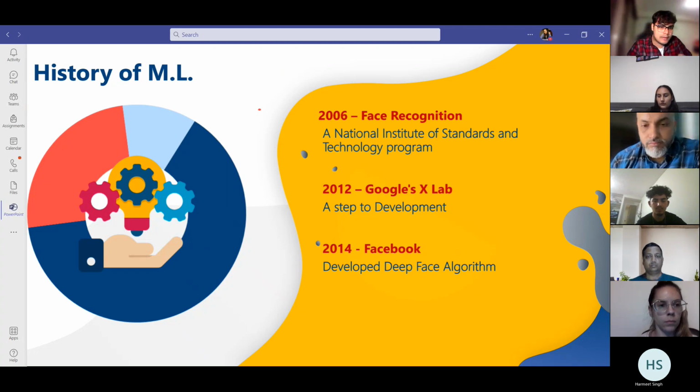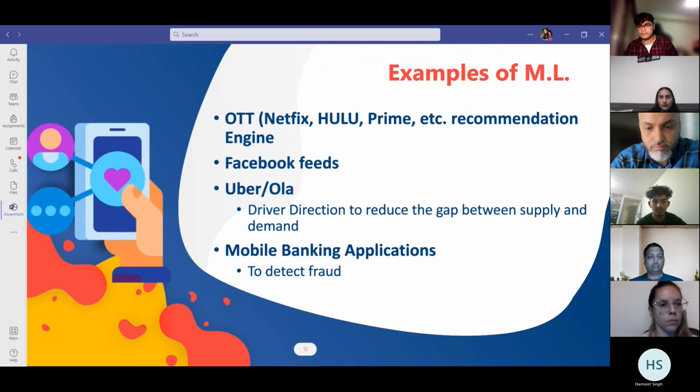At my last, I would say that in 2012, Google's X Lab developed an ML algorithm that can autonomously browse and find videos containing ads. In 2014, Facebook developed DeepFace, an algorithm capable of recognizing or verifying individuals in photographs with the same accuracy as humans. So now I request Rakesh to come forward and take the presentation ahead. Thank you, Afan.